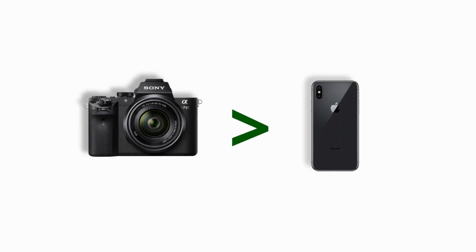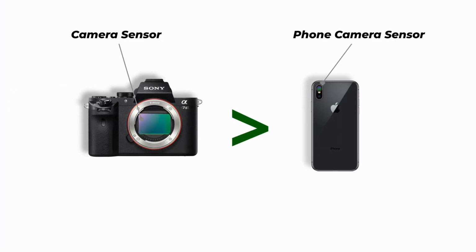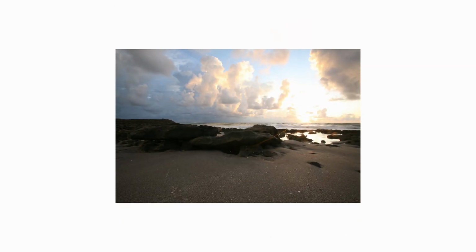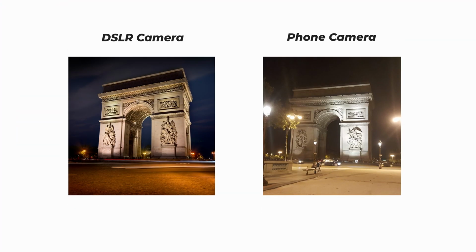When it comes to photography, cameras are generally better than phones because they have larger sensors. Larger sensors capture more light and details, resulting in higher quality images. Phone cameras have smaller sensors, which can limit their ability to capture details and produce high quality images, especially in low light conditions.